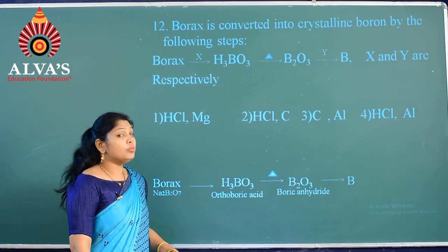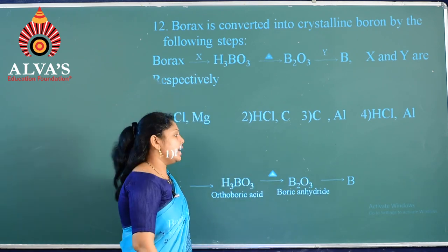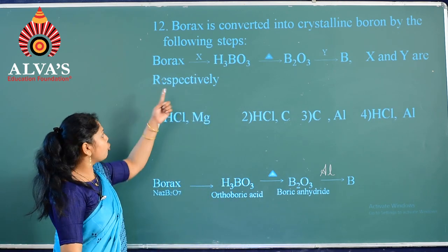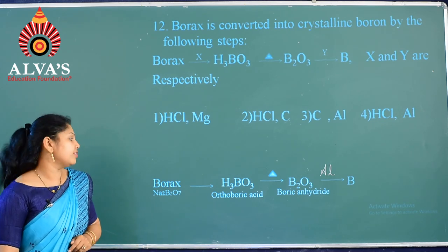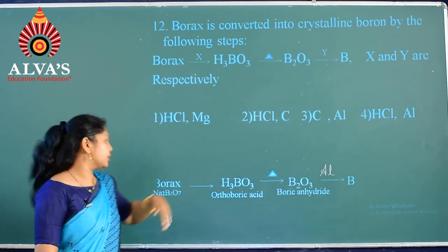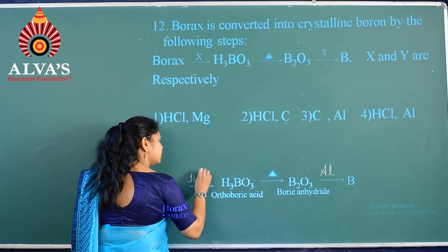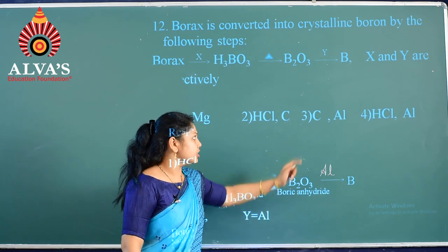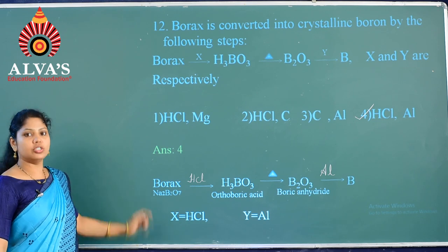This is because the aluminothermite process is mainly used for the conversion of boric anhydride to boron, hence it should be aluminium. Next, for X, borax is converted into orthoboric acid. In one of the previous questions we have already discussed that we use a mineral acid. Another option is carbon, but you cannot use carbon because carbon is a reducing agent. So, you have to use a mineral acid, HCl. So, X is HCl, Y is aluminium. This is observed in option number 4. Hence, the correct option is 4.